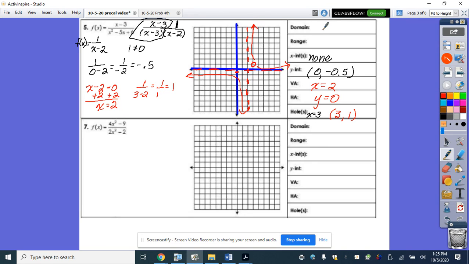Okay, so my domain here is going to be all numbers except x cannot be 2, and because of my hole, it also cannot be 3. My range, because of my asymptote, cannot be 0, but because of my hole, cannot also be 1.